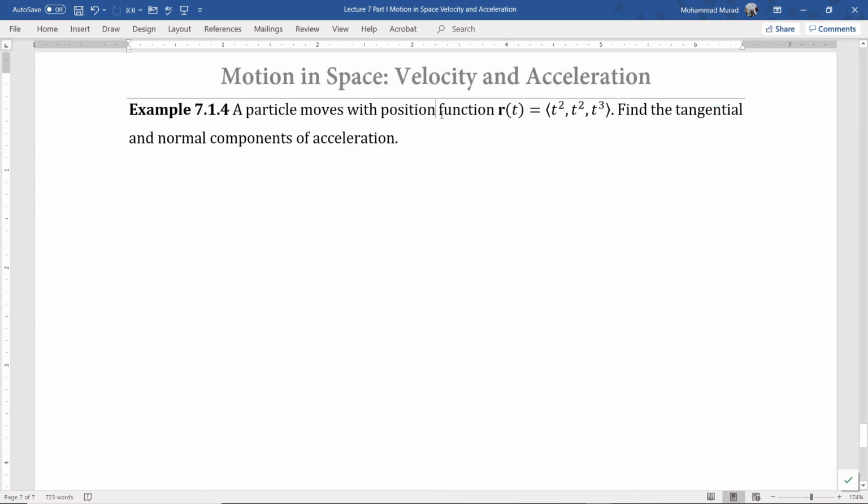Let's see an example. A particle moves with position vector given by the vector with components t squared, t squared, t cubed. Find the tangential and normal components of acceleration. Let's have a look at the solution of this problem.